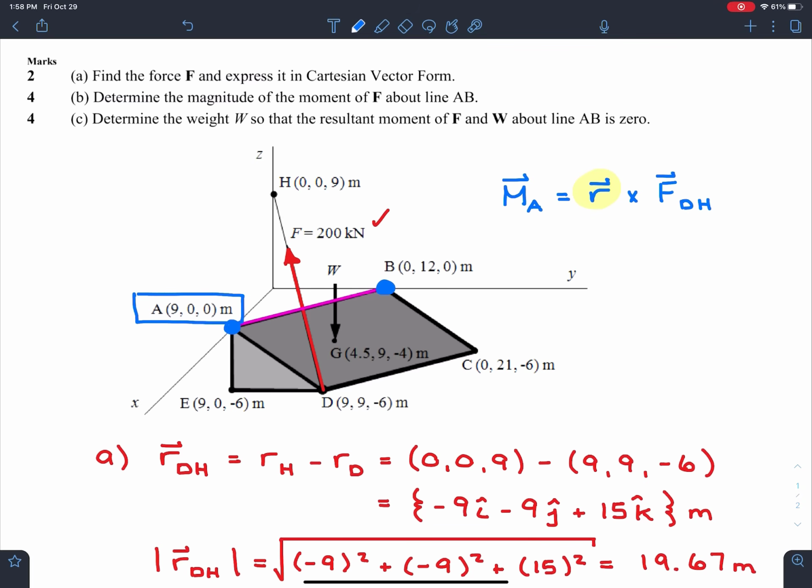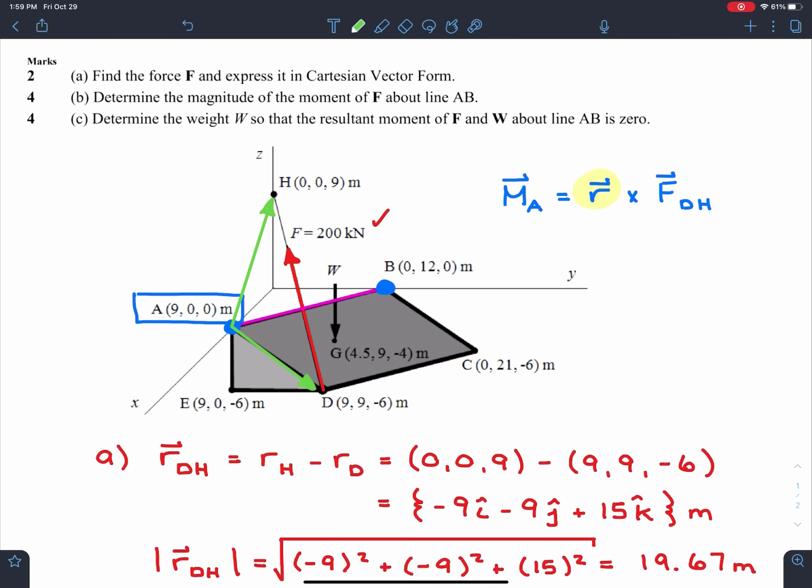It's going to start at the point we want the moment about, in this case point A, and it can go to anywhere along the line of action of our force vector. So let's switch colors, let's do it in green. For instance, we know that we are going to start at A, and we can go to any point along the line of action. So if I want to, I could go from A over to H. That's perfectly valid. Another option is I can go from A over to D, because D is also along the line of action of our force vector.